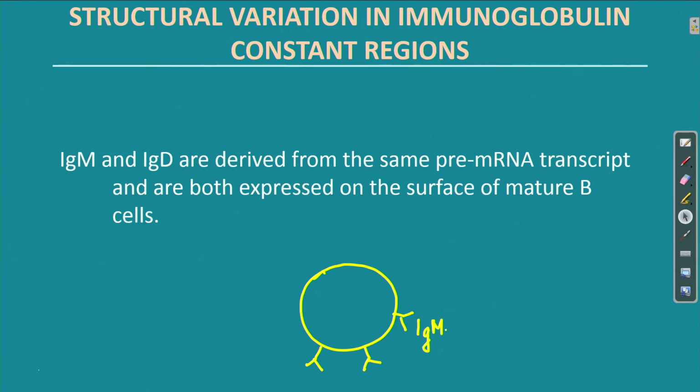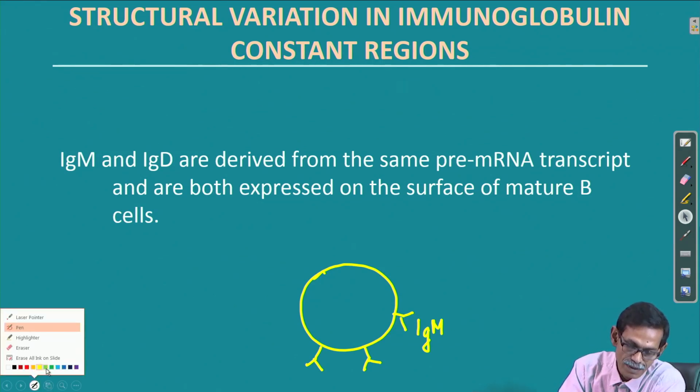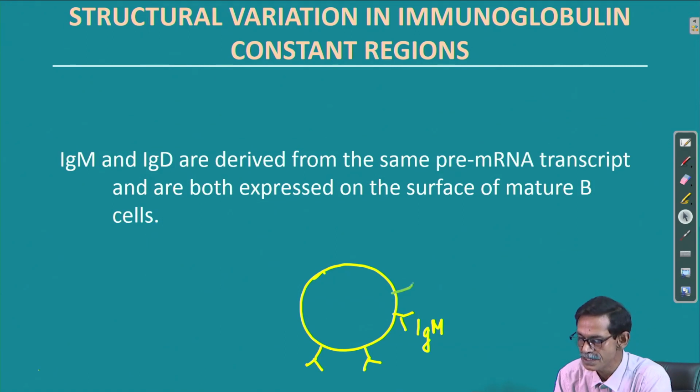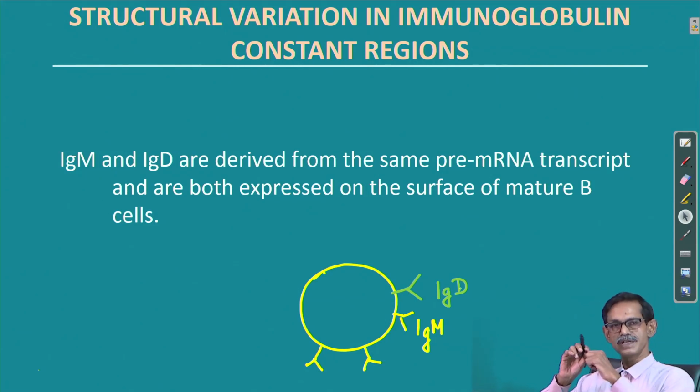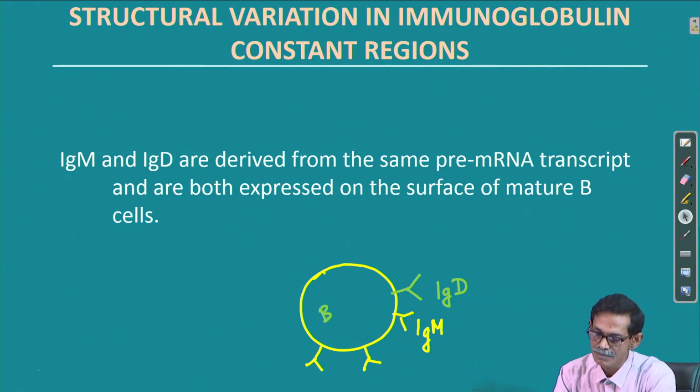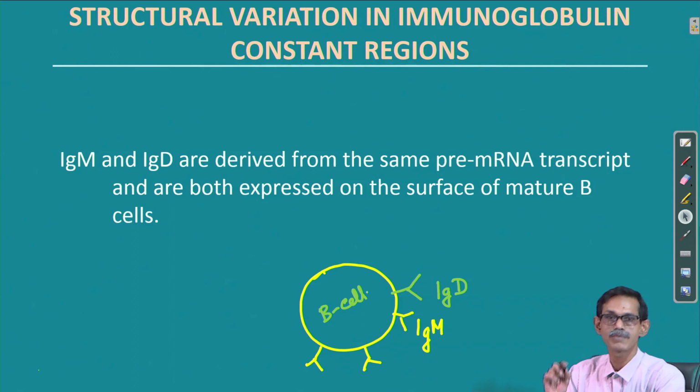Okay. And they also have IgD. Normally IgD concentration in blood is very low and they do not secrete. Okay. So, IgD actually takes part in the initial signaling during the activation of B cell. This is B cell or B lymphocyte.